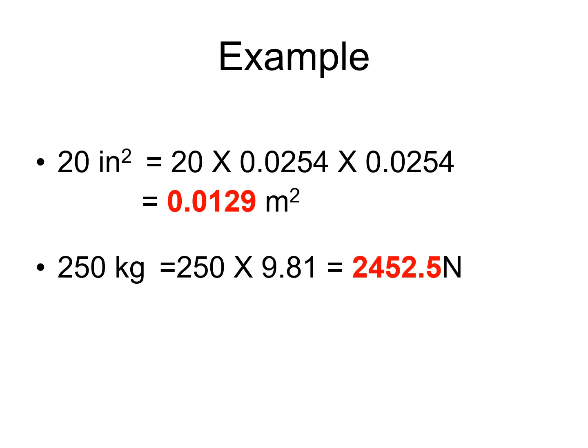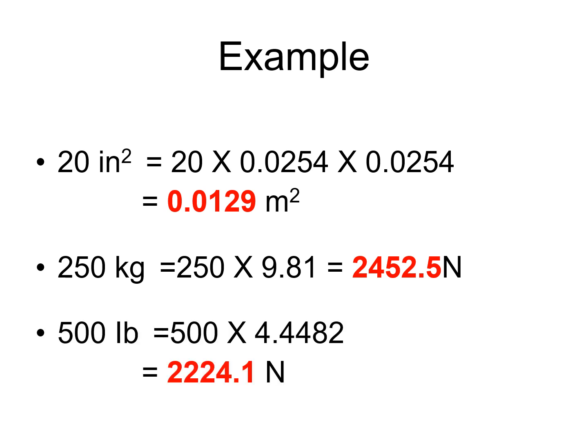Try this out. And then next, 250 kilogram multiplied by the acceleration of gravity on Earth, so 2452.5 Newton. And then 500 pound is equal to 2224.1 Newton.